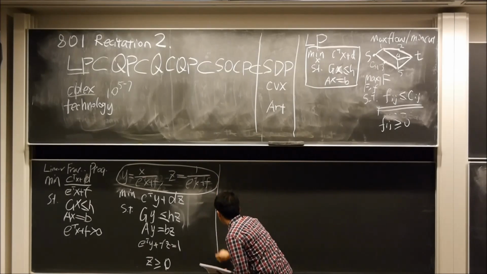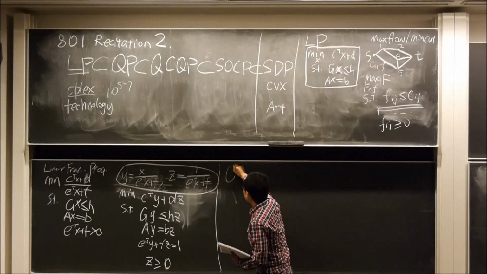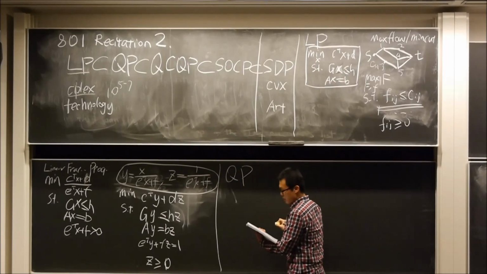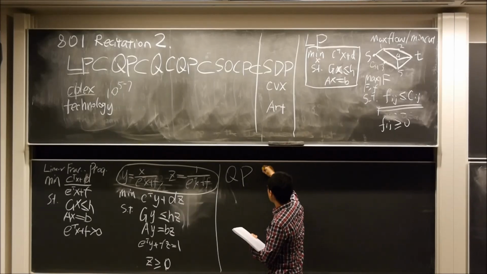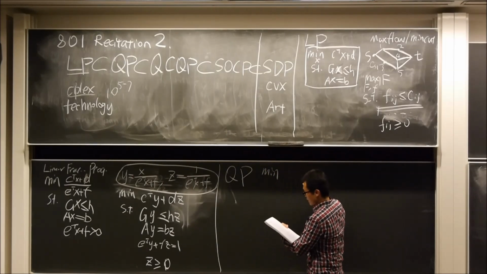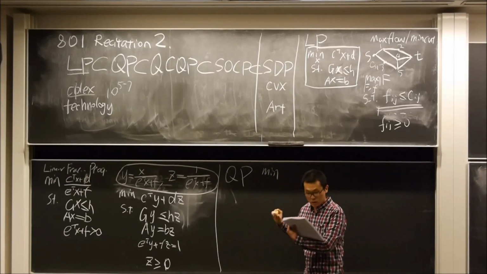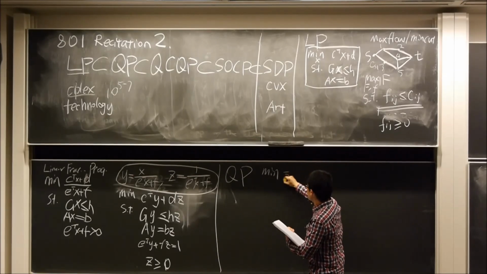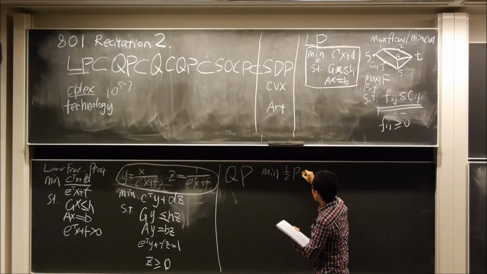So, now after LP, QP. QP is just a tiny generalization of LP. Instead of minimizing a linear function, it minimizes a quadratic function instead.